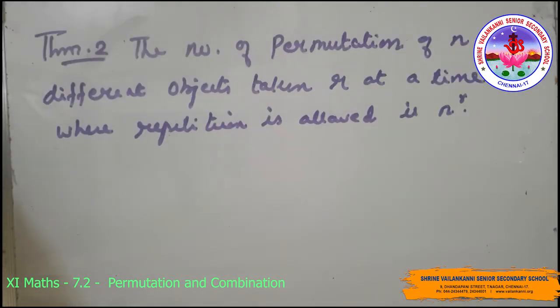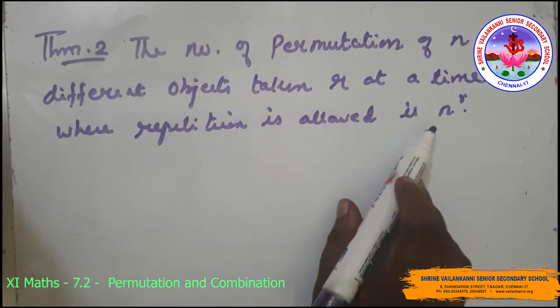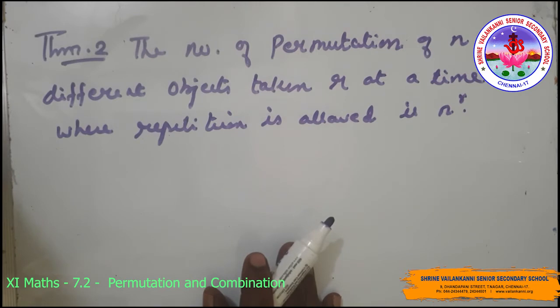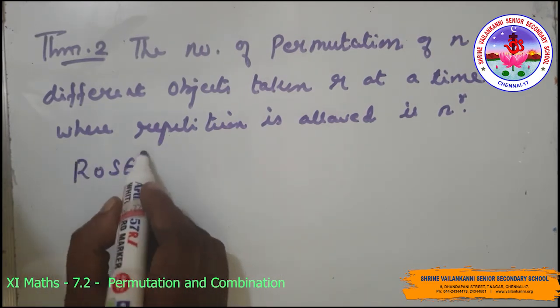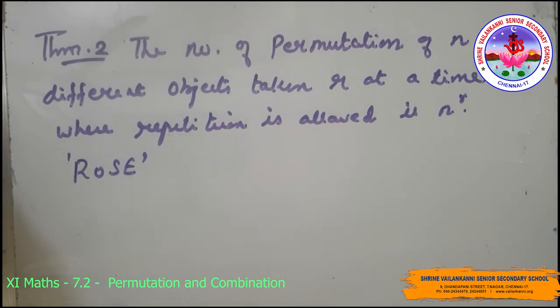So theorem 2, the number of permutations of n different objects taken r at a time where repetition is allowed. If repetition is allowed, then it is n power r. We are going to solve the previous problems. For example, taking the word ROSE, we have to find the number of 4-letter words with or without meaning, which can be formed out of the letters of the word ROSE, where the repetition is not allowed. So if the repetition is allowed or if the repetition is not allowed.